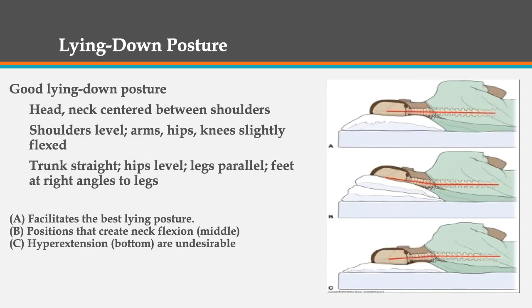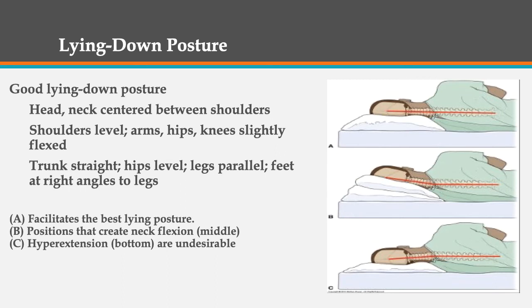Lying down posture is just as important as our sitting up posture. In good lying down posture, the head and neck should be centered between the shoulders. The shoulders should be level. The arms, hips, and knees should be slightly flexed. The trunk of the body should be straight with the hips level and the legs parallel, feet at right angles to the legs. Make sure that the knees are slightly flexed, and this will relieve joint discomfort.